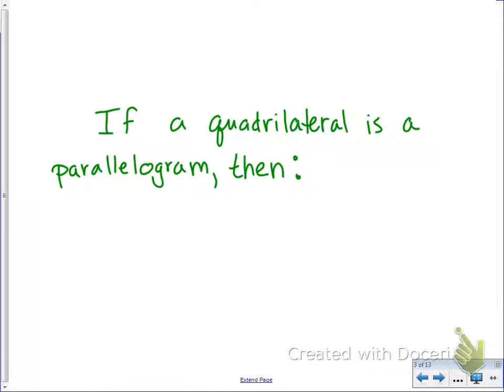So what I want you to do now is take a moment to pause the video, and write down all the traits that you can think of about a parallelogram. Feel free to look back in your 3.2a notes if you'd like, but I want you to tell me anything that you know about opposite sides, opposite angles, etc. Go ahead and take some time to do that and then press play.